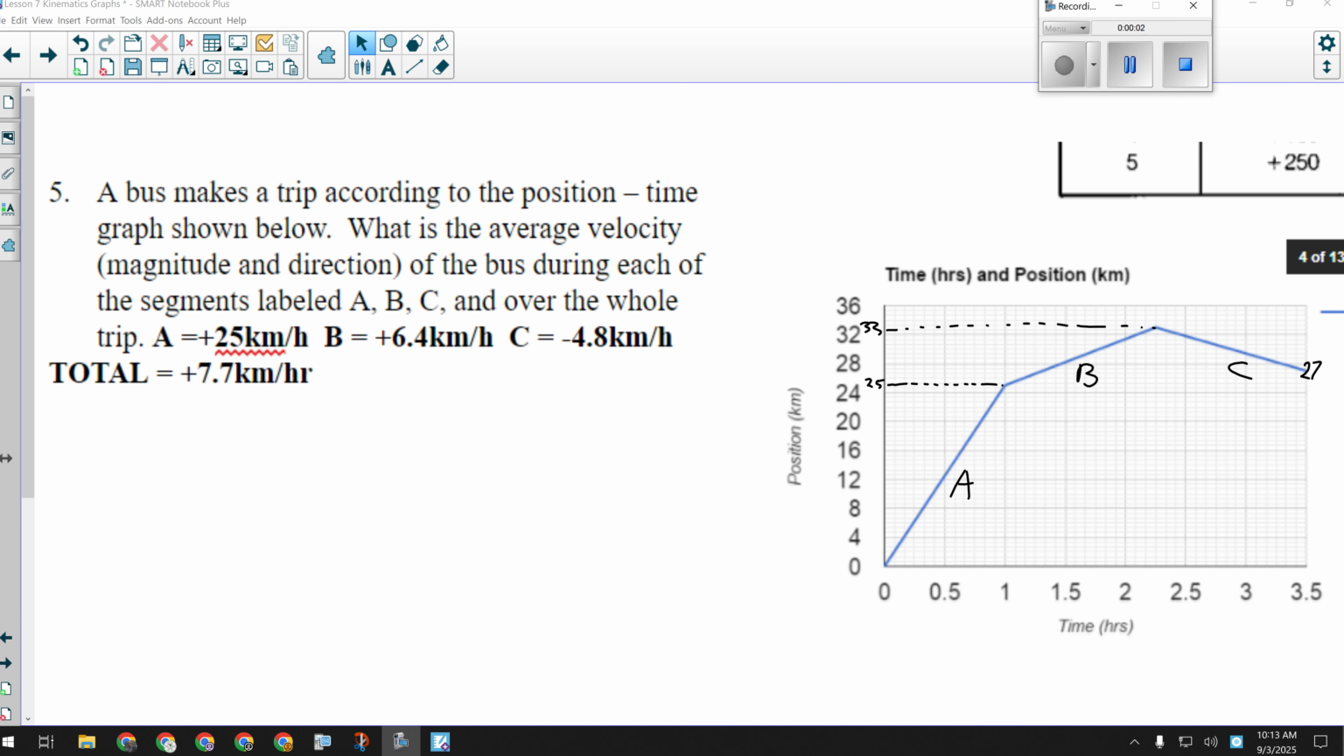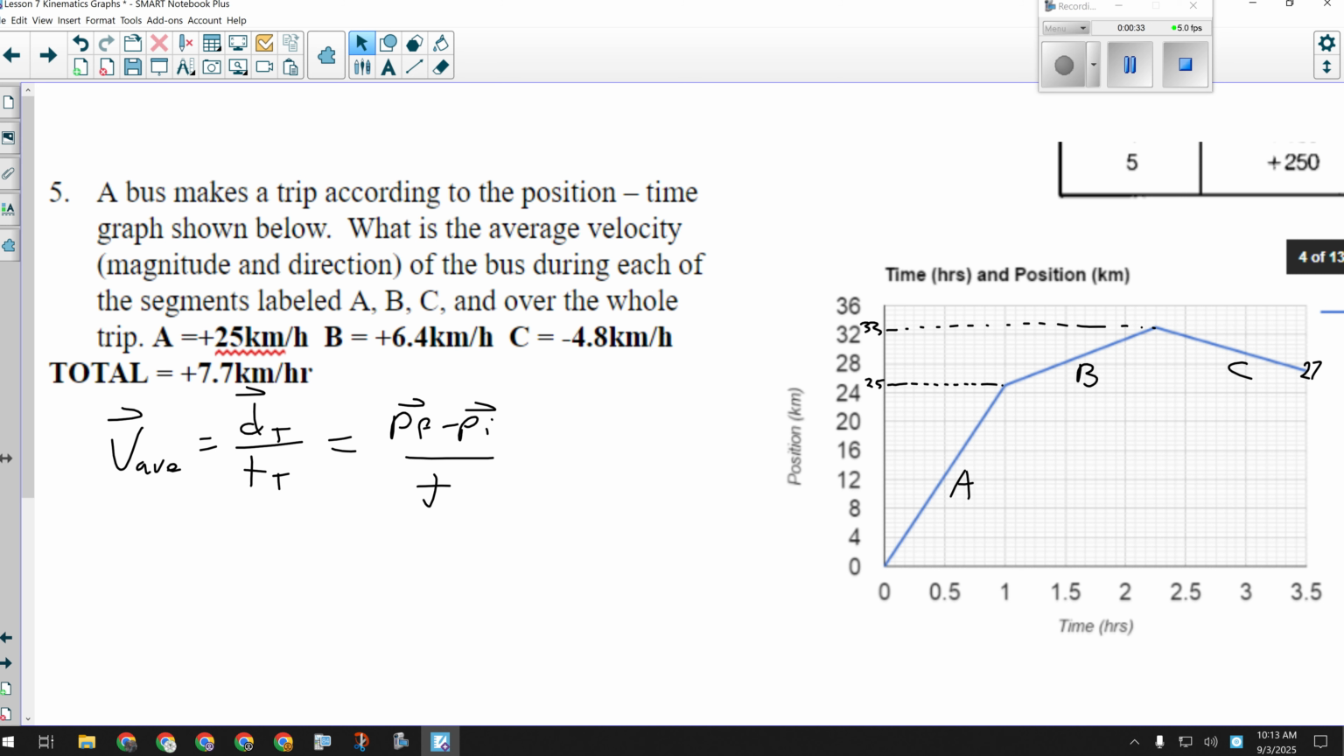Okay guys, let's have a quick look at this one here. If I want to find average velocity, average velocity is total displacement over total time. For this graph, for each section, that might mean I have to do this: final position minus initial position over time. It's a pretty common thing to have to do on a position-time graph because you have position and time. You want to use a formula that has position and time in it.